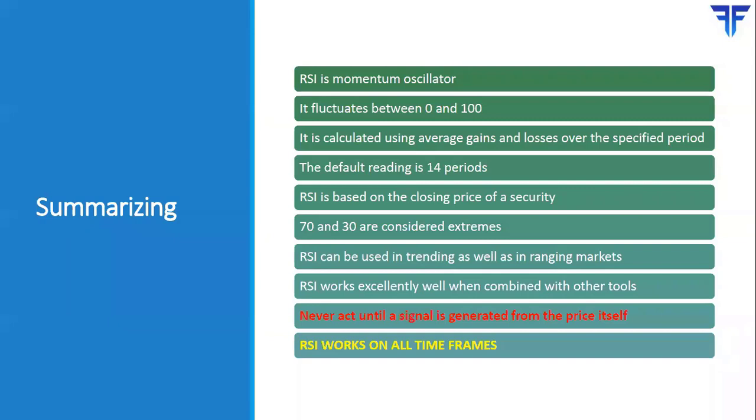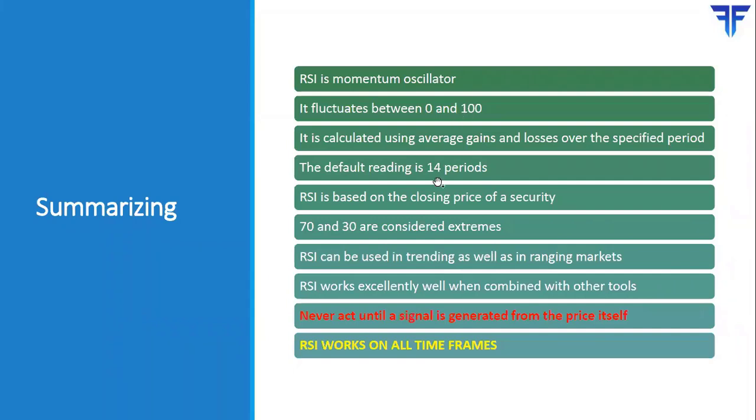So if the RSI reading is above 50, it means that the average gains are more than average losses over the past n periods. So it tells you that the bulls are in control. And similarly, if the RSI reading is below 50, it tells you that average losses are more than average gains and that sellers are in control.